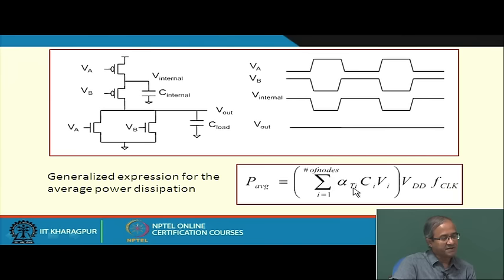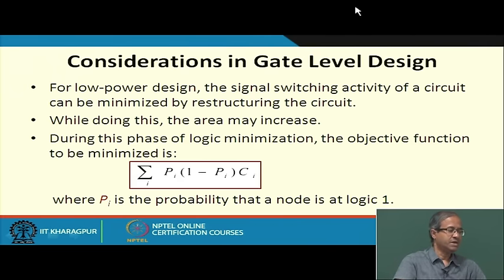So, this is the activity of the different nodes, the activity of this node, the activity of this node, the corresponding capacitance and the corresponding voltage. This is V out, this is V internal. So, this will be a more accurate calculation of the power, right. Okay. Now, let us look at the gate level design considerations.